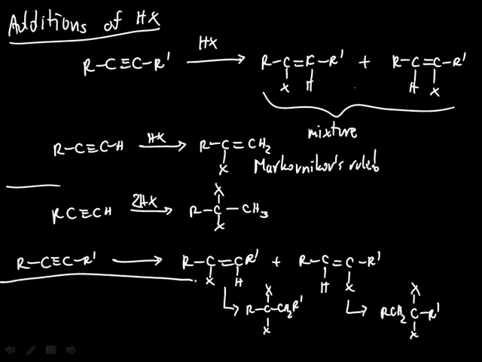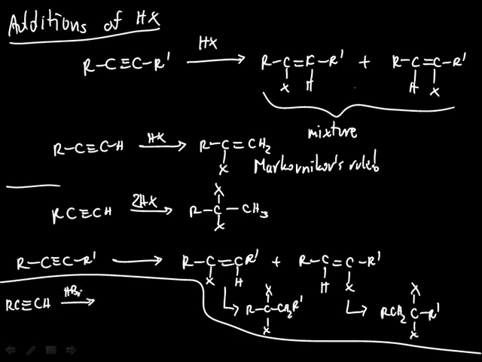Finally, one more detail about the addition of HBr is that the same rule that applied for alkenes applies here. If we use HBr with radical sources, then we will get anti-Markovnikov addition. So we'll add bromine to the less substituted side of the triple bond, and this will be now a mixture of E and Z. But the point here is that this will follow the anti-Markovnikov addition.